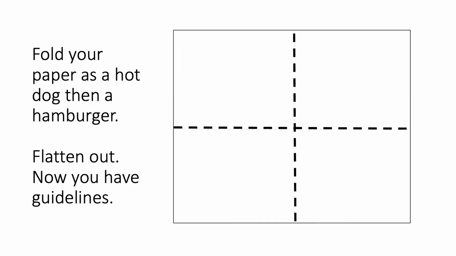You're going to fold your paper into a hot dog and then into a hamburger. When you have that done, flatten it out and you have 4 rectangles on your paper. This will help you center your castle.